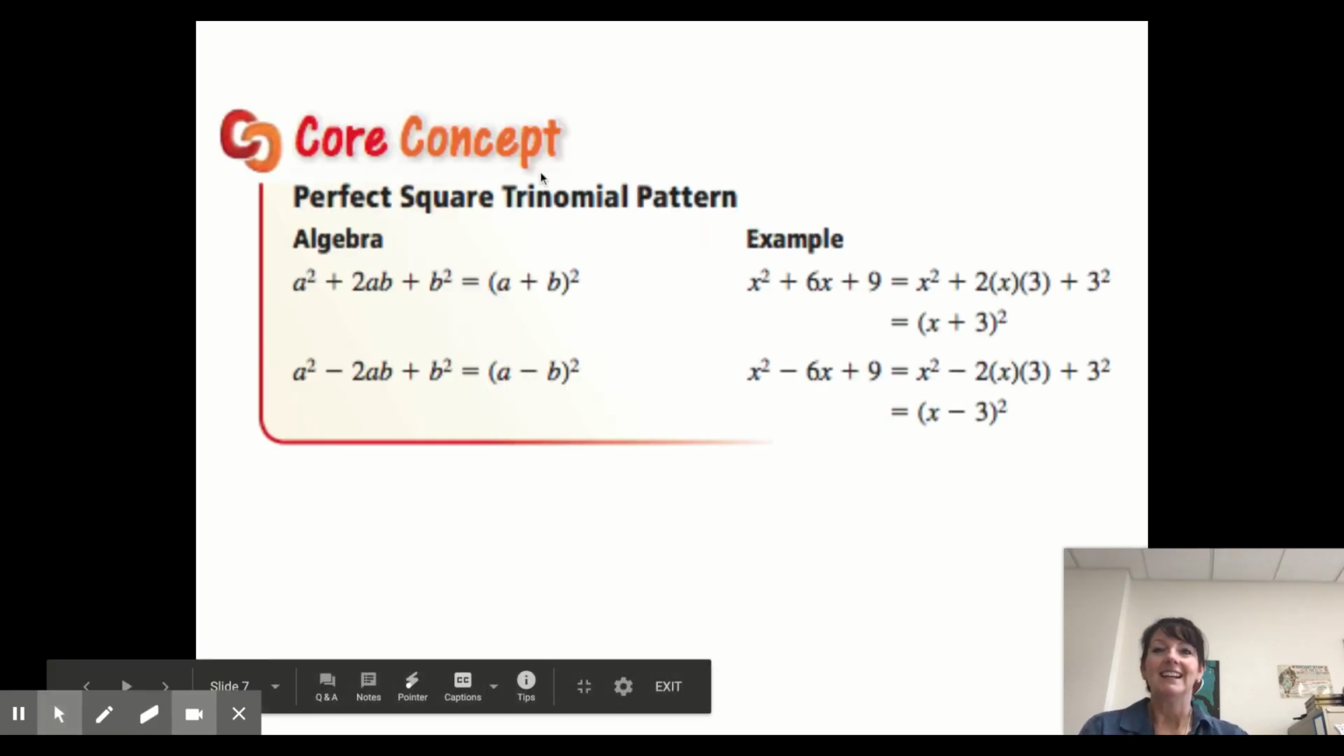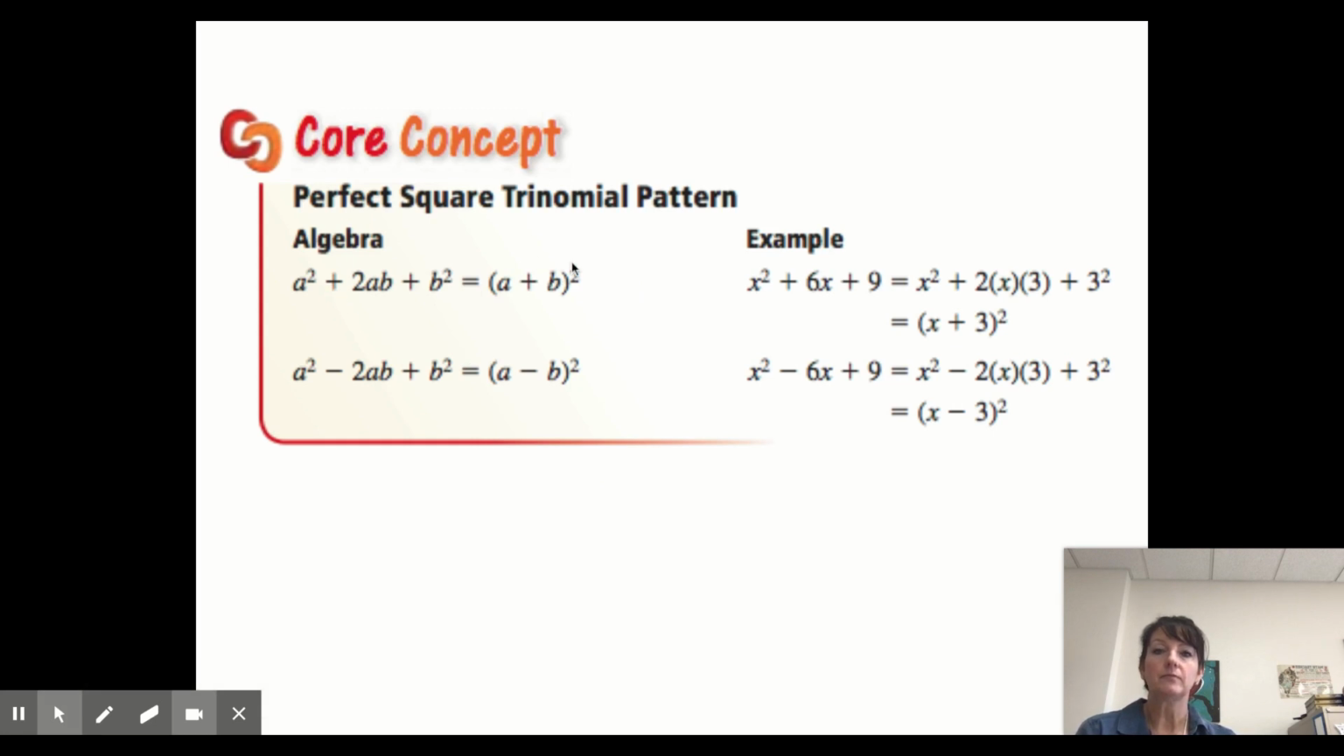Okay. Now, looking at this, we started out with this, and we knew that there would be two positives here. Note that a is a square, the first term, and this c term, which they have labeled b here because of the algebraic notation.